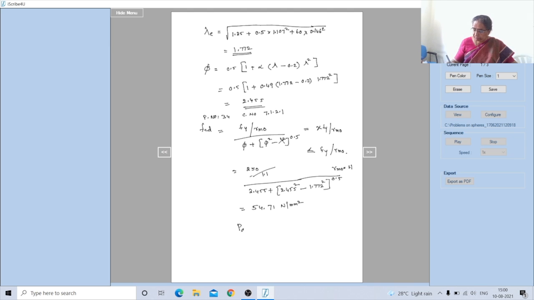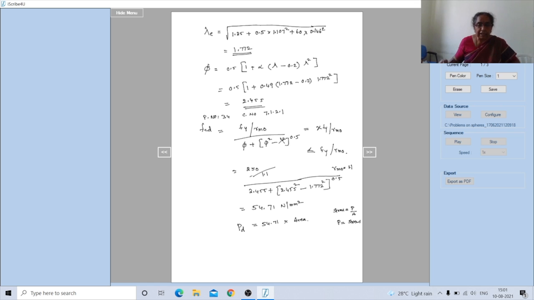Then we know PD equals stress, what's the formula? Load divided by area. Now I require the load. Load is nothing but stress into area. So stress we have calculated, and area.